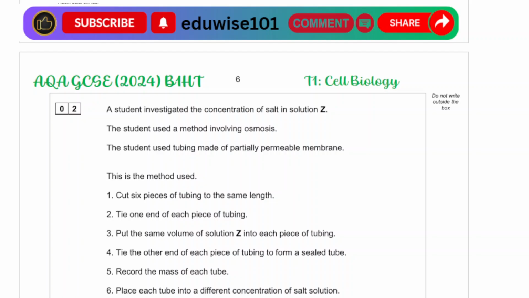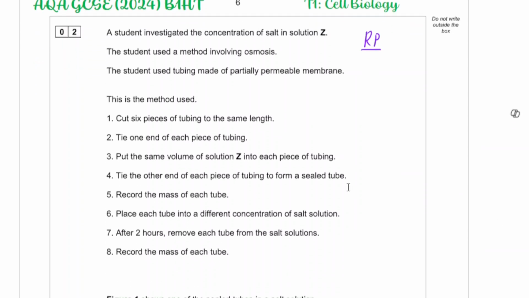In this video, I'm going to go through the AQA Combined Science Biology Paper 1 Higher Tier from 2024. Question number 2 is on the topic of cell biology. A student investigated the concentration of salt in solution Z. The student used a method involving osmosis, which means this is a required practical that you will be tested on. The student used tubing made of partially permeable membrane, which is to simulate, or actually represent, a cell membrane.